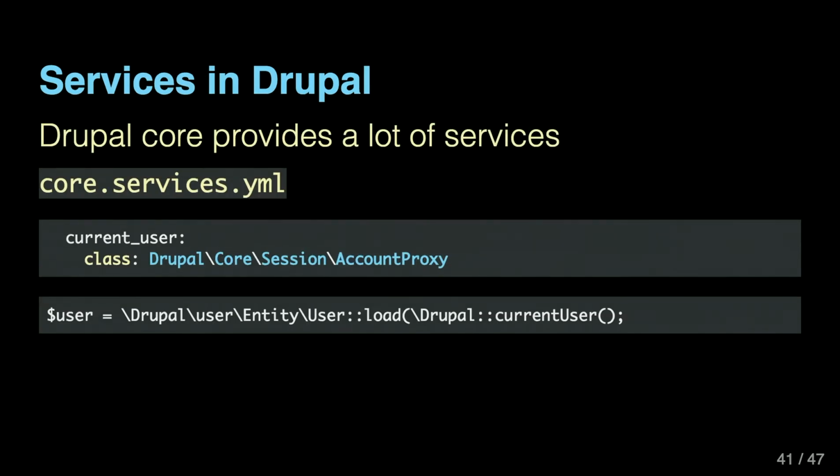It's not actually that complicated now. So we'll look at services in Drupal. Drupal core provides a lot of services, and you can check them out in the core services YAML file. One of the services that I like to use or have to use a lot is the current user service, which comes from the account proxy class. And basically that allows you to load who the current user is. And to do that in a module or a class globally, you would use the line at the bottom where you're loading the user class and then using the load function and then calling the current user global service to load the user. That makes sense?